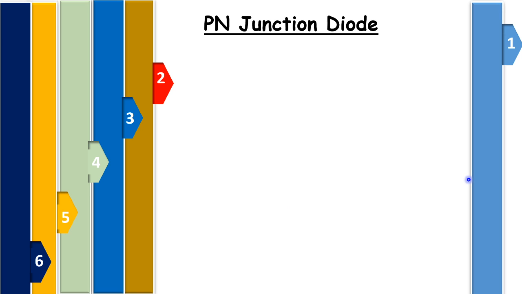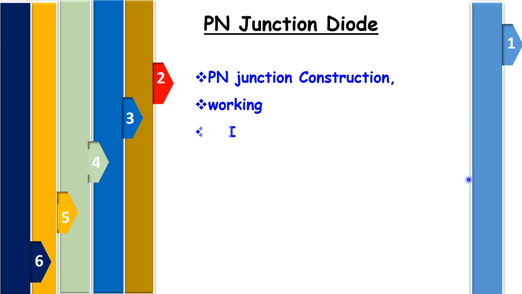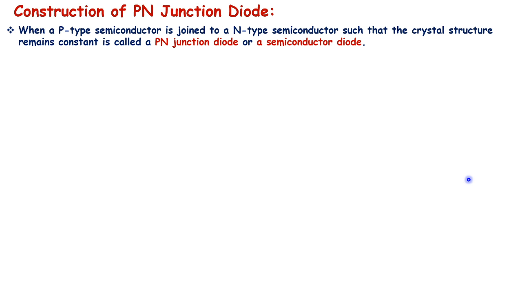PN junction diode, construction, working and IV characteristics. Let us first discuss the construction of the PN junction diode. When a p-type semiconductor is joined to an n-type semiconductor such that the crystal structure remains continuous, it is called a PN junction diode or semiconductor diode.